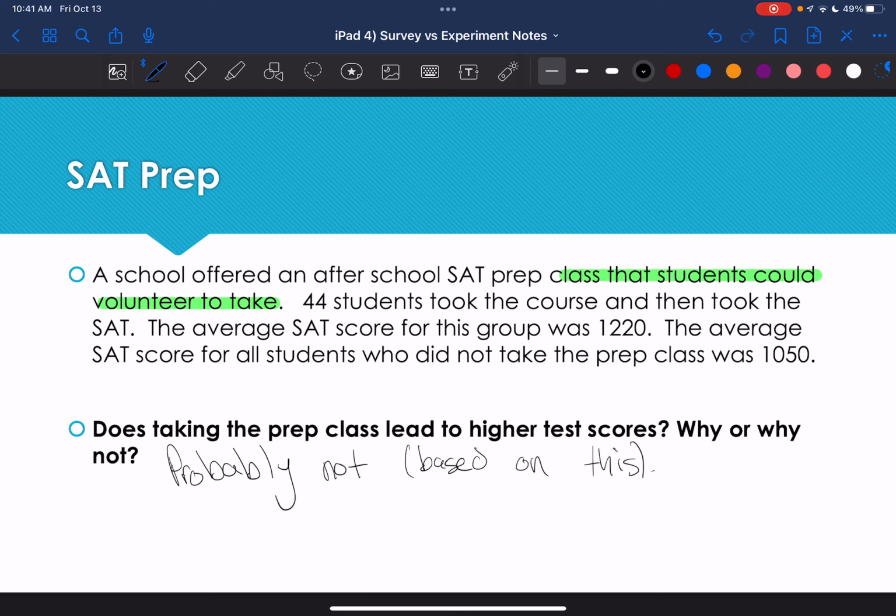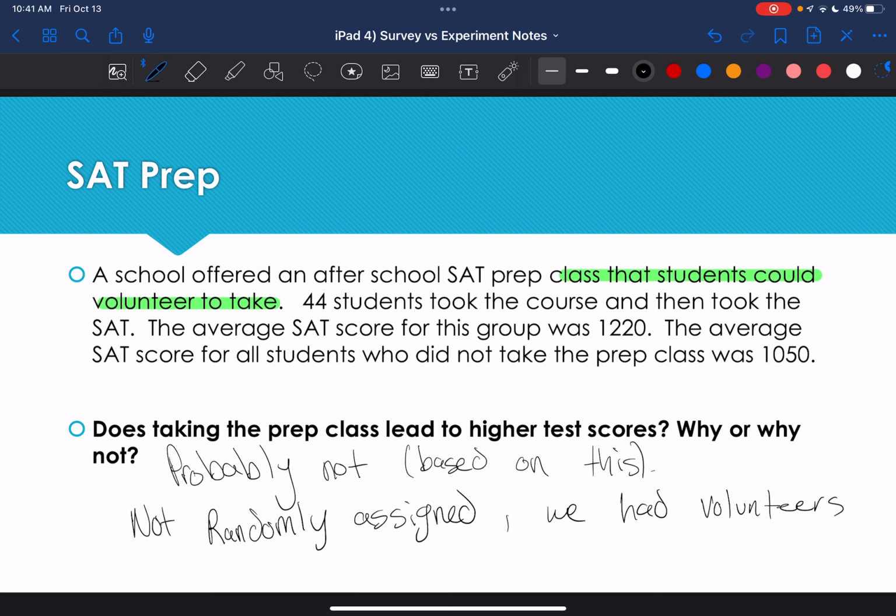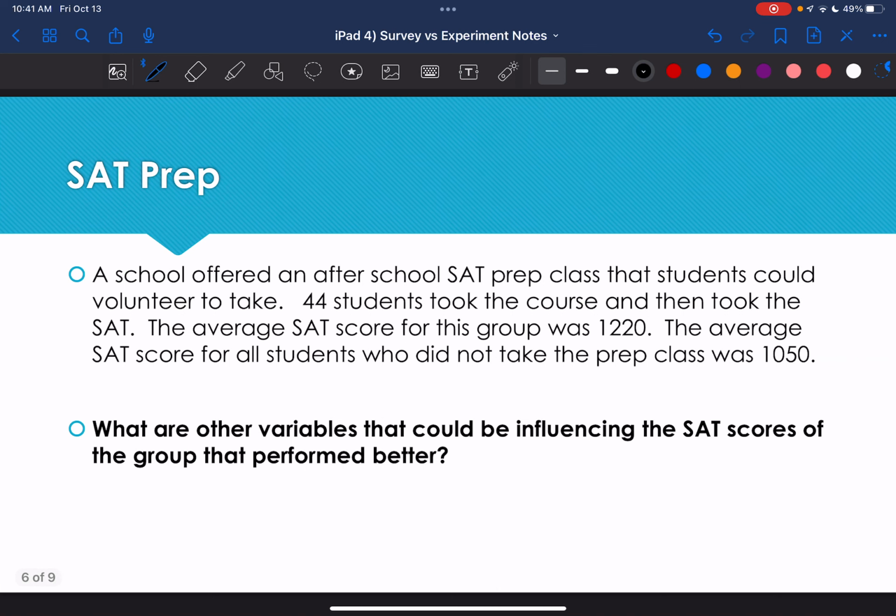This is kind of an experiment, but it's not a very good one because we're missing a key feature, and we're going to get to that in a couple slides, I believe. We need random assignment, and this wasn't randomly assigned. That's the issue here. We had volunteers. What are the other variables that could be influencing SAT scores? That's what I just said before. Motivation. People that are highly motivated are signing up for the class, but they might already be doing stuff that's been improving their scores.